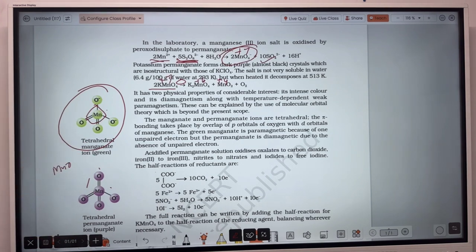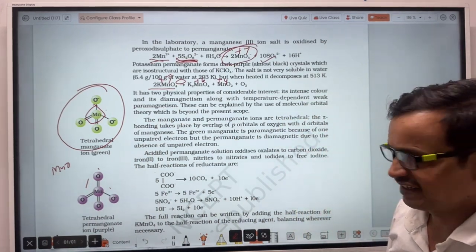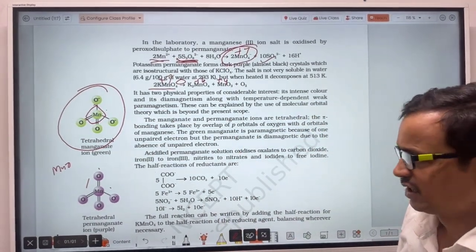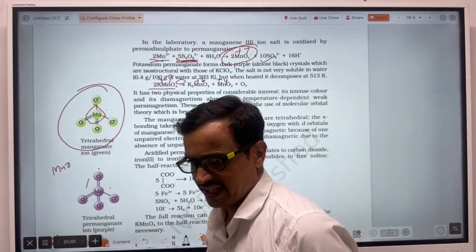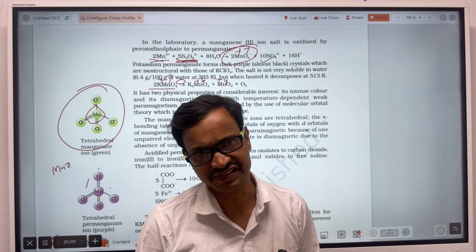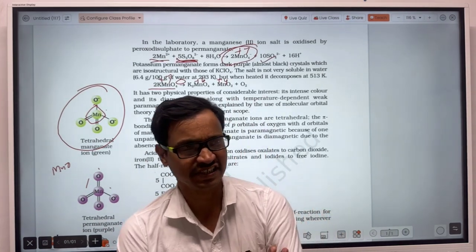But there will be a difference in the color. The manganate ion is green in color while the permanganate ion is purple in color. Okay, that was about the geometry of manganate and permanganate ion. Now let's see its chemical properties. You already know that the permanganate ion is a strong oxidizing agent.